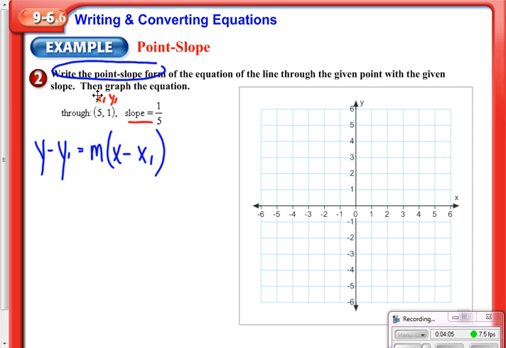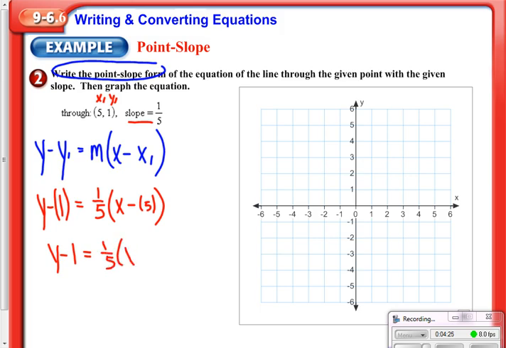Plug things in accordingly. So y minus, in for y1, is 1, equals, in for my slope here, 1/5, times x minus x1, where x1 is going to be 5. I'm going to rewrite it without my parentheses here. So I have x minus 5. And here it is, that equation in point-slope form given the point and the slope. Secondly, I need to go ahead and graph this.